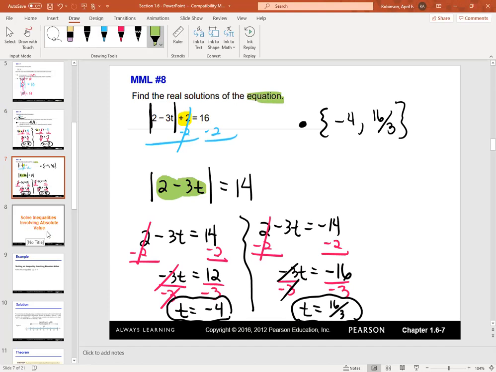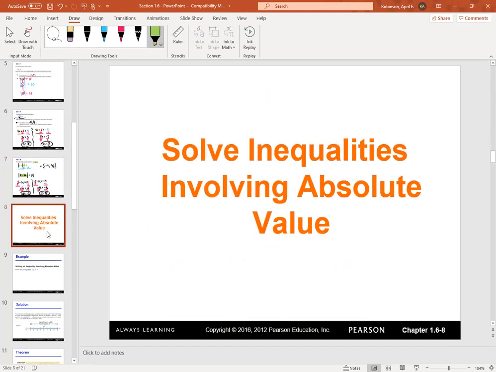Now we're going to do the inequalities, and these are a little bit more complicated. So I'll let you take a breath for a minute.